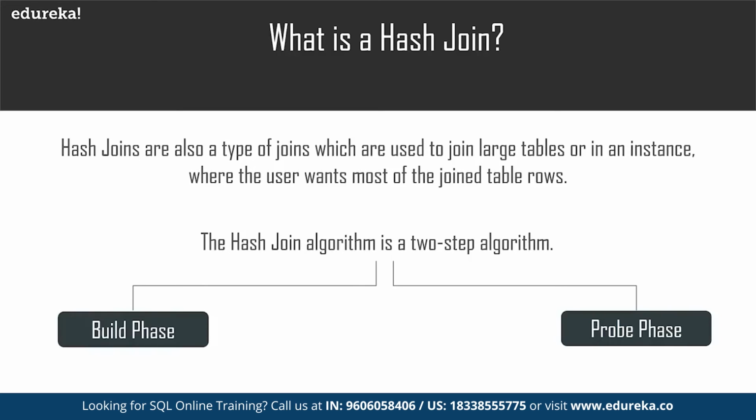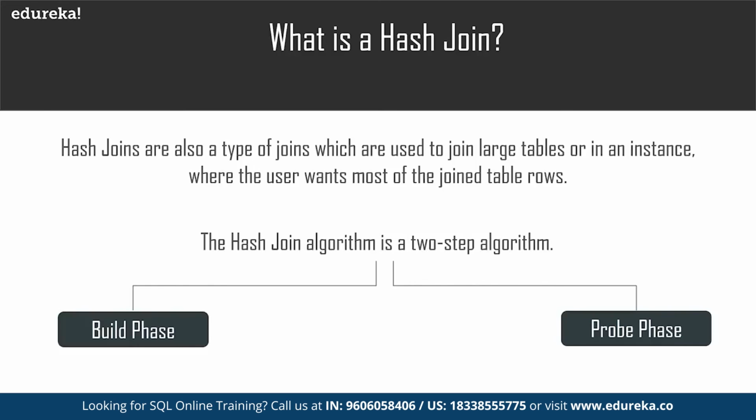Now the hash join algorithm is basically a two-step algorithm. So it has mainly the build phase and the probe phase. In the build phase, you basically create an in-memory hash index on the left side of input. And in the probe phase, you go through the right side of input, each row at a time, and then find the matches using the index created in the build phase.